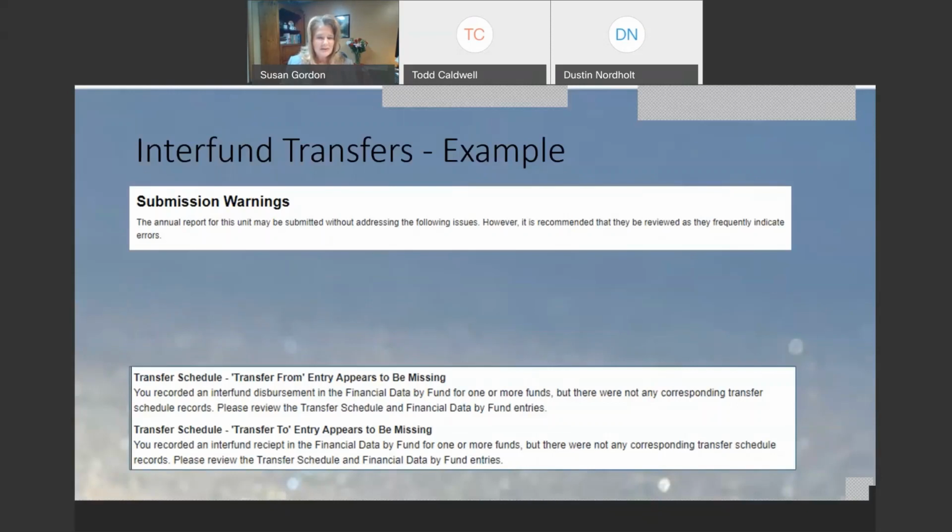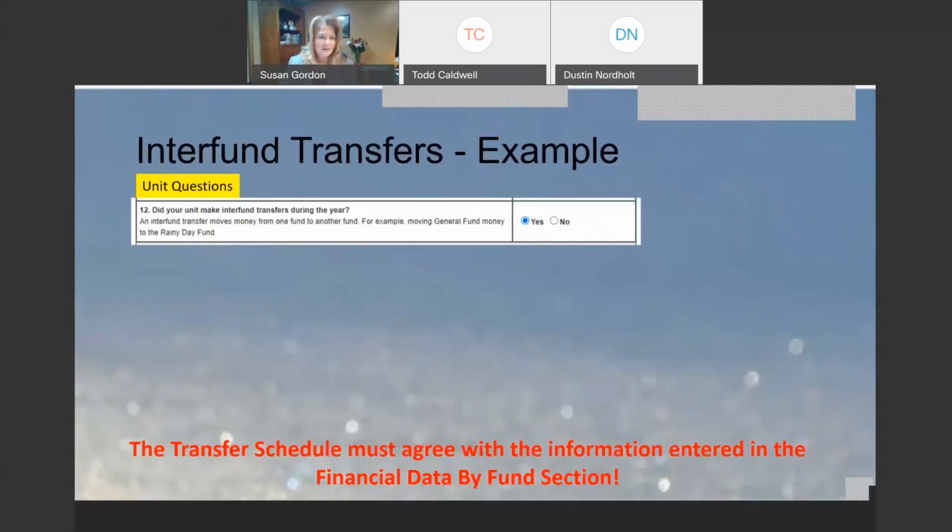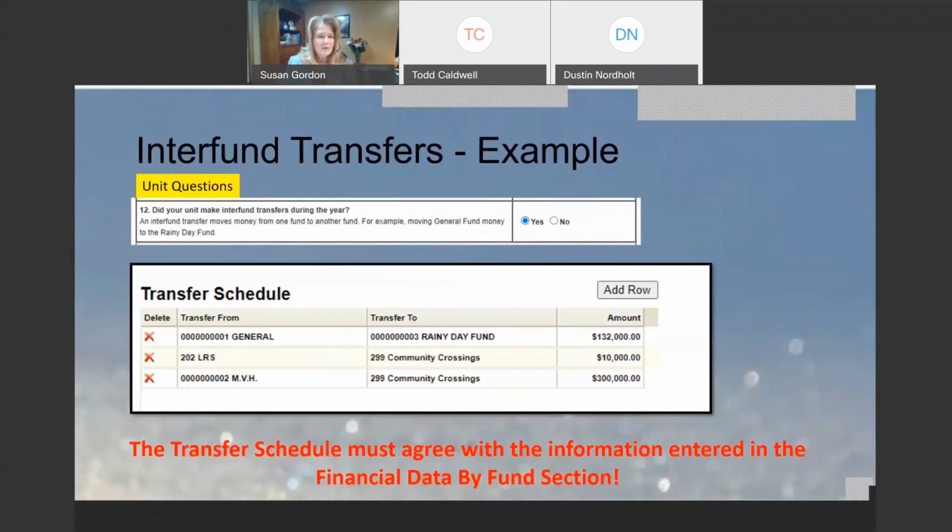So, because of what I said earlier, we know now we have to go back in and complete that transfer schedule. Because again, Unit 12 requires that I complete that schedule because I answered yes there. So the transfer schedule is pretty easy to complete. In that transfer from and transfer to, those are drop-down menus with all of your funds listed. So you just have to select the fund it went from and the fund it went to, and then you do have to enter the amount. So I've got all of mine there.